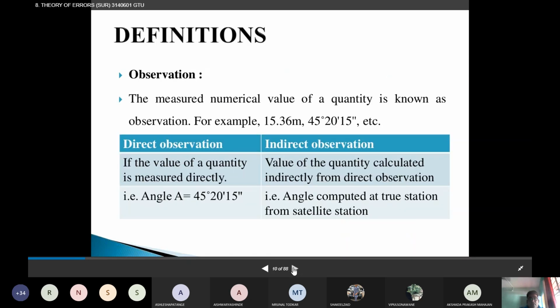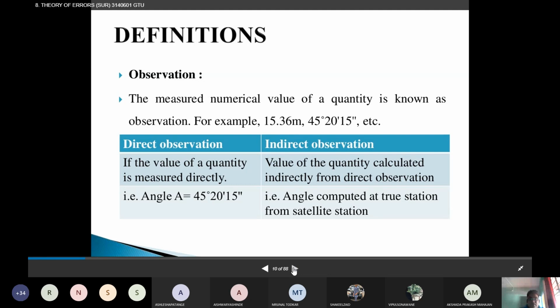So let us see the first one, observations. The measured numerical value of a quantity is known as the observation. Please note down, observation is nothing but the measured numerical value of any quantity. Examples are already given. Either you measure a length, so the length should be measured. It has a numerical value. The quantity is nothing but the measurement of the length.